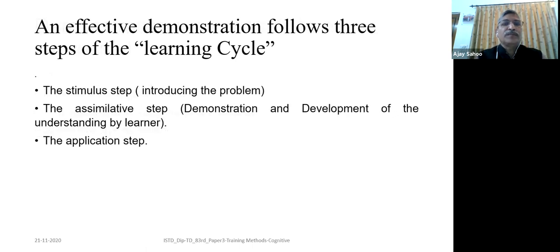All right. So how does demonstration actually work, right? So it works in three ways. It basically starts off with the theory by introducing the problem and giving some theoretical inputs, the concepts to the learners. So this is the stimulus step, right? The second is the assimilation step, which is the actual demonstration.